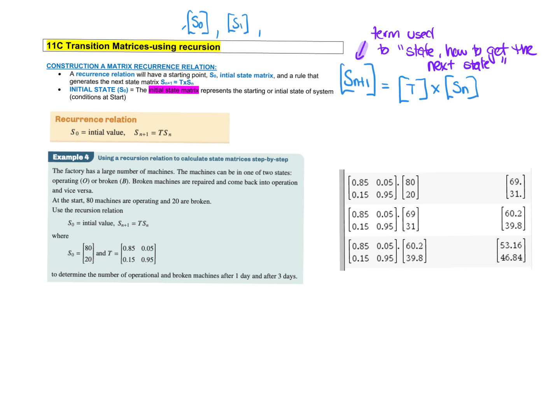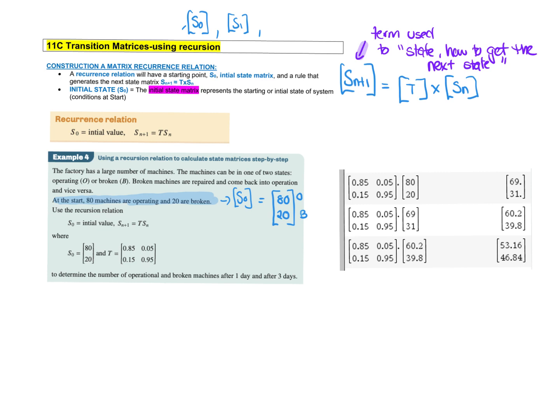It says a factory has a large number of machines. The machines can be in two states, either operating or broken. We saw this one the other day. And broken machines are repaired and come back into operation, and vice versa. Now, it says here, at the start, 80 machines were operating and 20 were broken. So when they say that, they are setting up the initial state here. And we know because we've got two options, we're either operating or broken, and they'll tell you. So in the beginning there were 80 machines operating and 20 broken. So how many machines are there in total in this place?